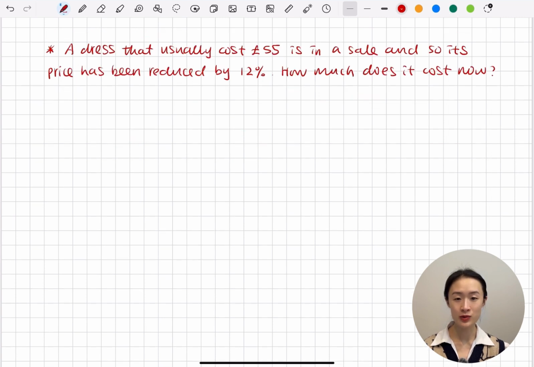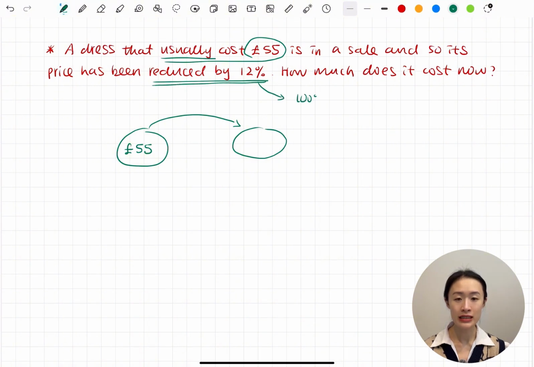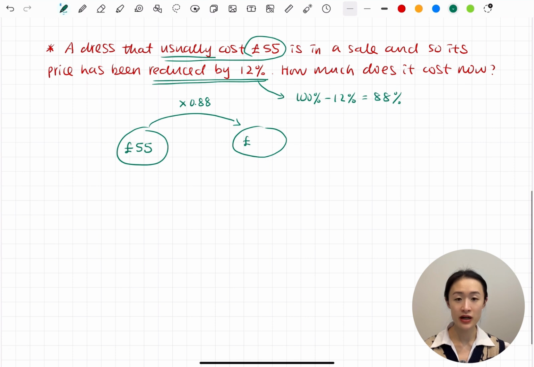Okay, now move on to the next one. A dress usually costs £55, and now it's in a sale, and its price has been reduced by 12%. What we need to do now is to find out how much does it cost. So £55, that is my starting price. So that goes into the first circle. It's being reduced by 12%. So then 100% take away 12%. That gives us 88%. As a decimal, it is 0.88. So now if we do 55 times 0.88, that should give us the final answer, which is 48.4.